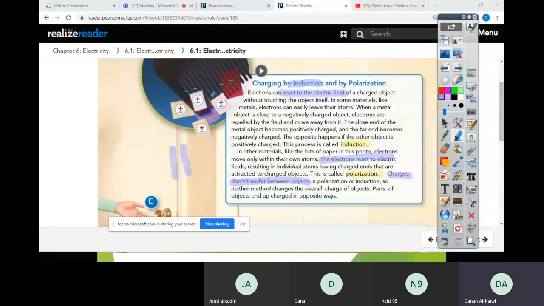Like these paper clips. The paper clips just come, the positive comes close to the comb and the negative is far away, but they didn't transfer. So induction and polarization are the same because the electric charge doesn't jump or transfer. They stay in the same material. You have 3 positive and 3 negative, you still have 3 positive and 3 negative, but all the positive become close and the negative are on the opposite side.